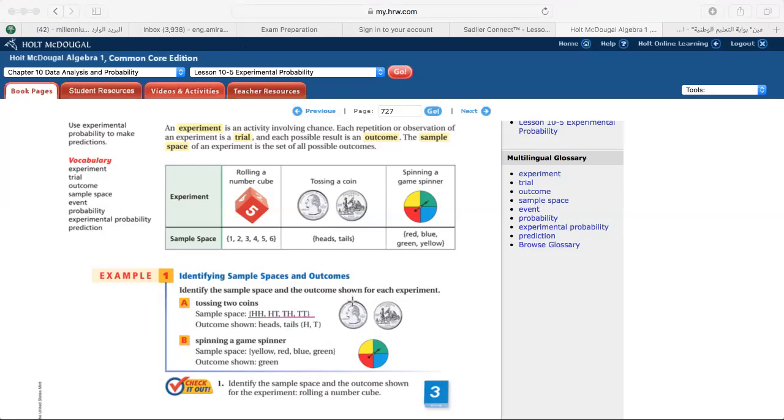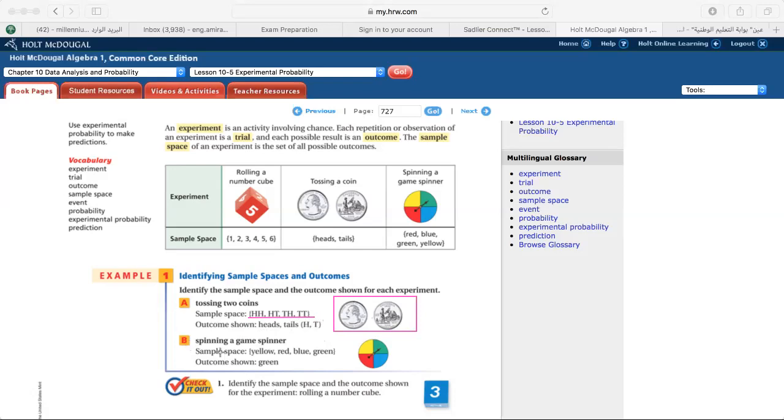So what is the outcome? What is in front of me here? I have tail, I have head, and I have tail. So the outcome that is shown in front of me here is head and tail, H and T.